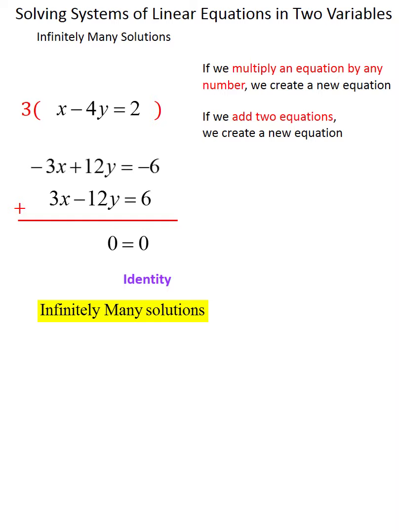By the way, an identity doesn't have to be 0 equals 0. It could be 5 equals 5, or 9 equals 9, or -2 equals -2. Any kind of statement like that that's always true. Now, in most mathematics courses, we would stop here and say that the, quote, answer to this problem is the phrase infinitely many solutions, and that would be the end of it.